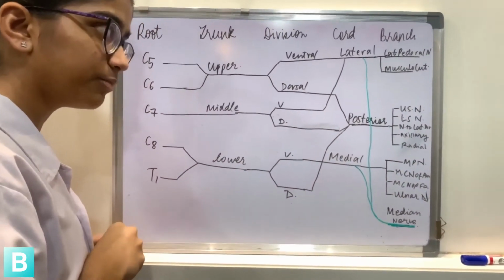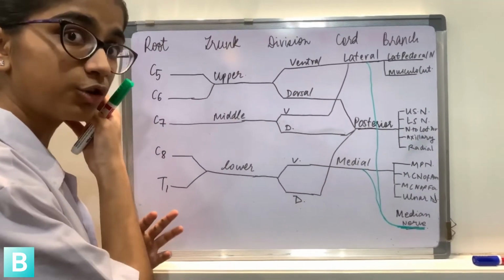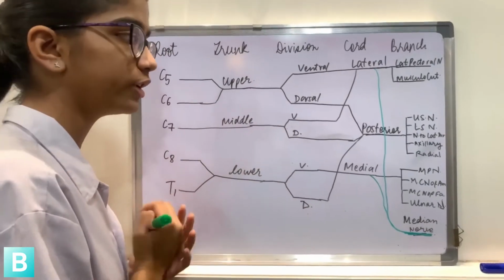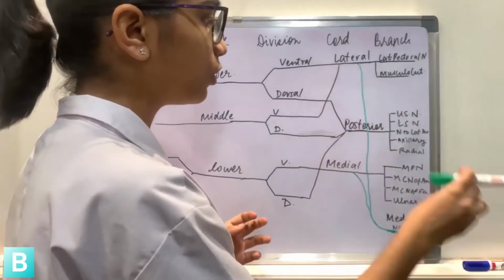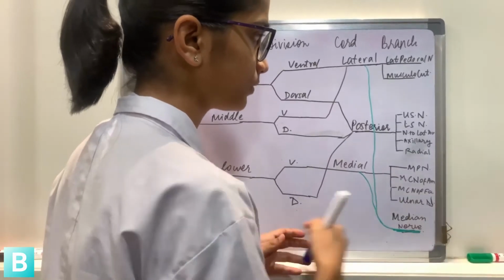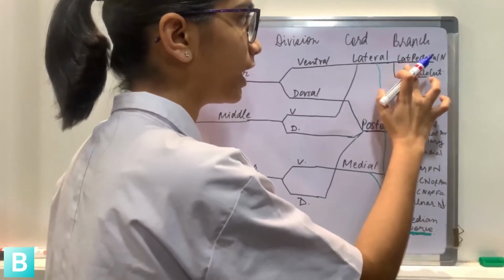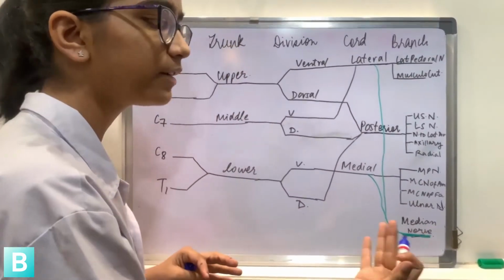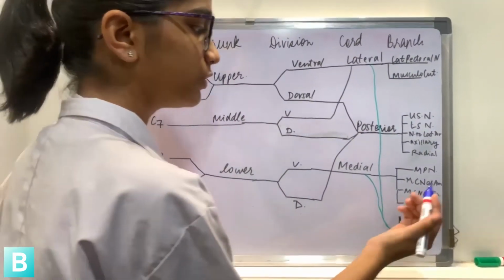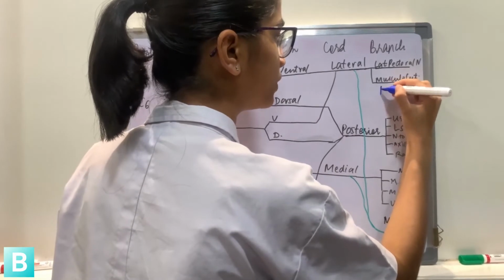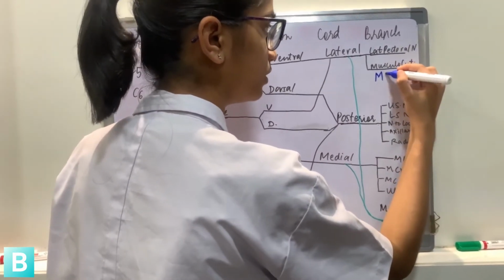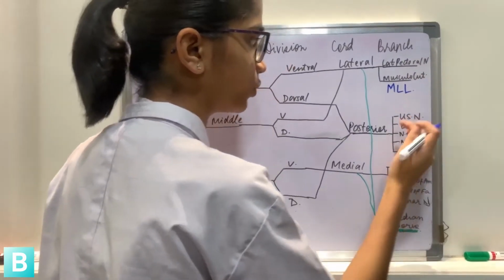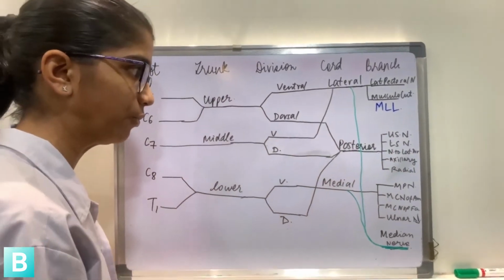Now this is a very tedious list to remember, so we will be forming some mnemonics for this. For the lateral cord, which nerves do you have? Lateral pectoral nerve, musculocutaneous, and the median nerve, that is the lateral branch of the median nerve. So that can be remembered as M, L, L or LLM, whichever is convenient for you.